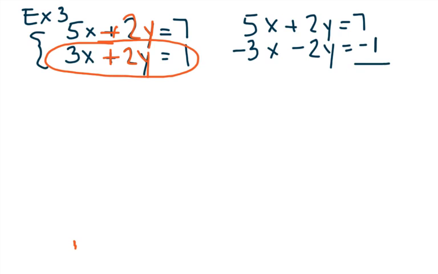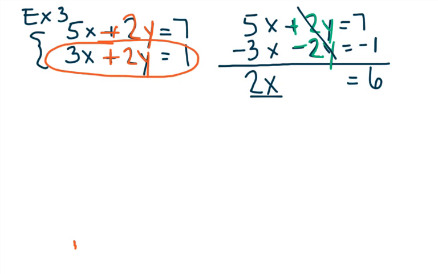Now we are going to do what we did on the first two examples. So 5x minus 3x gives us 2x. Now we have a positive 2y and a negative 2y, which will cancel out, equals 6. 7 minus 1 is 6. So divide both sides by 2, and that allows us to find the value of x, which is 3.